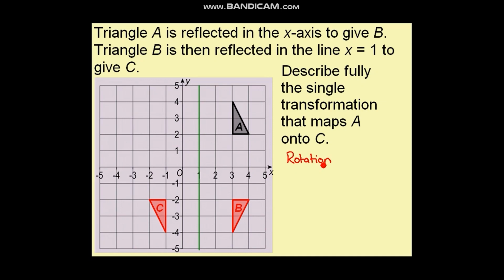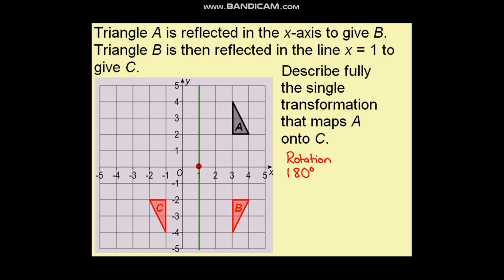Now this isn't enough. In the question it asks me to describe the transformation fully. That means I need to put in all the detail that I need to perform the rotation. So I need to know how far it's rotated. Because it has gone upside down, I know that's 180 degrees. Now I need one more thing, and that's the centre of rotation. By eye, that's going to be a point that's midway between triangle C and triangle A. So I think it's this point here.